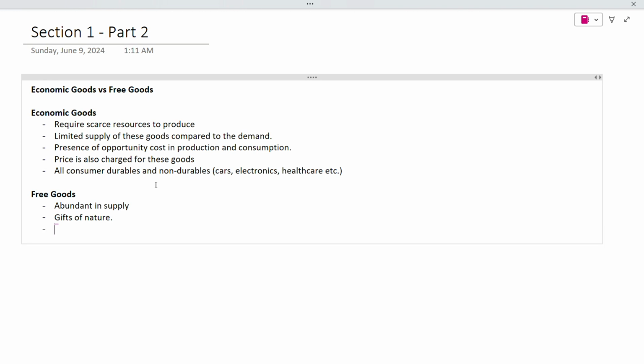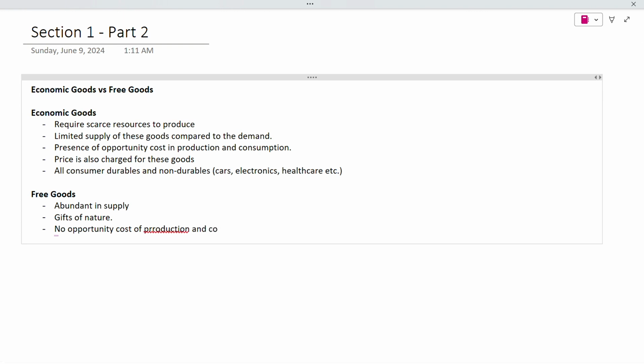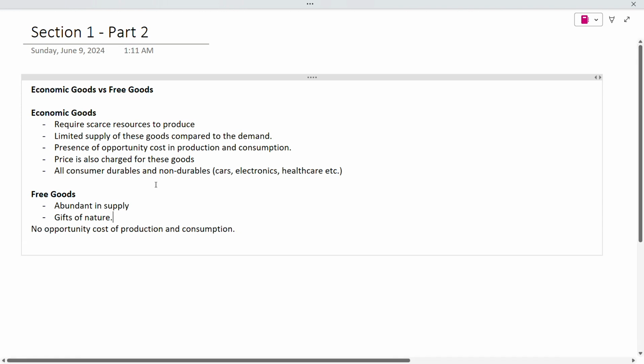Since they're abundant in supply, they do not require any resources to produce. And since they do not require any resources to produce, there is no opportunity cost of production and consumption. That basically means that anyone can consume these goods. And since no one is producing these goods, and there is no cost of producing them, there is no price charged for these goods.